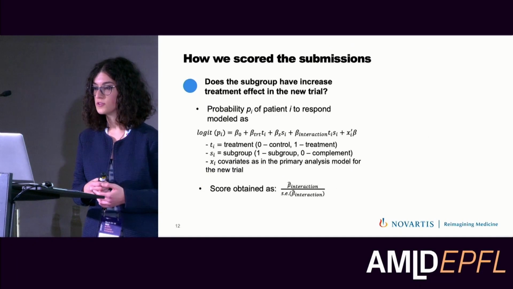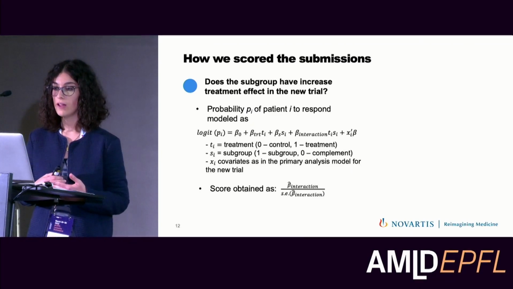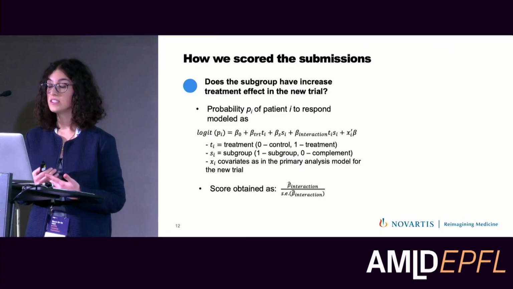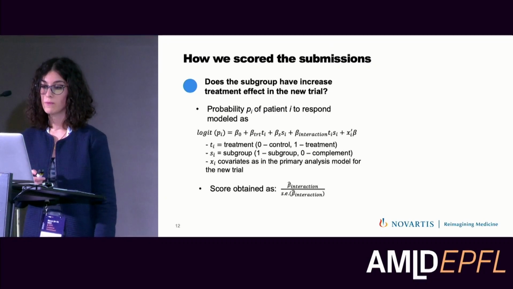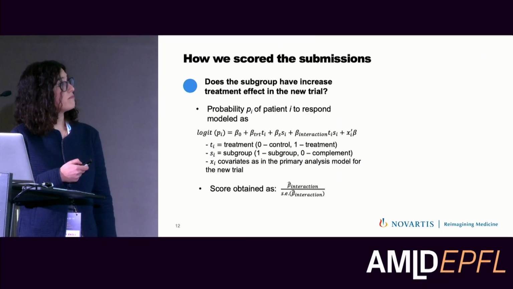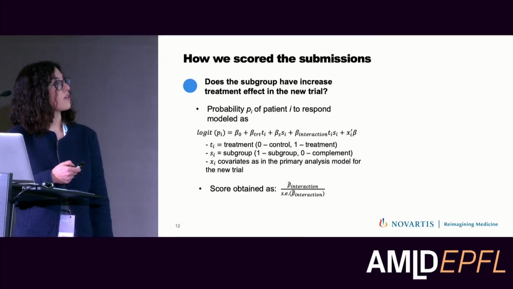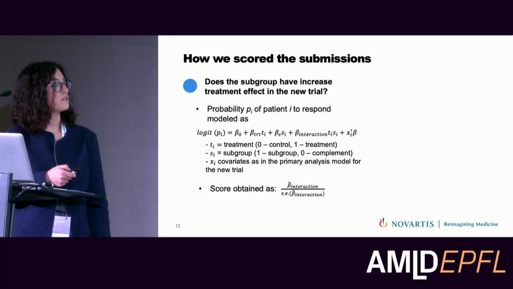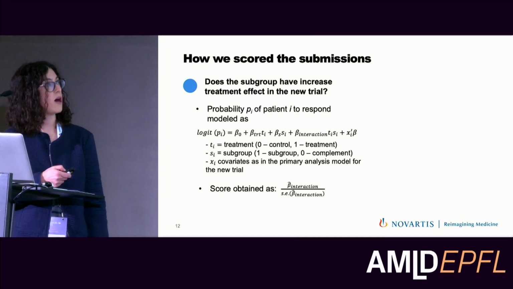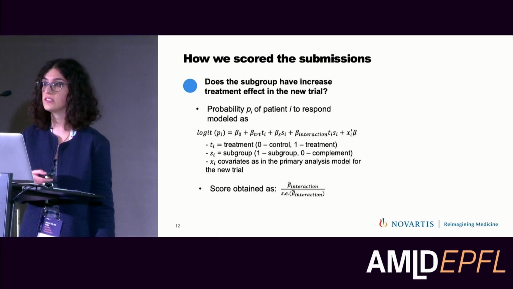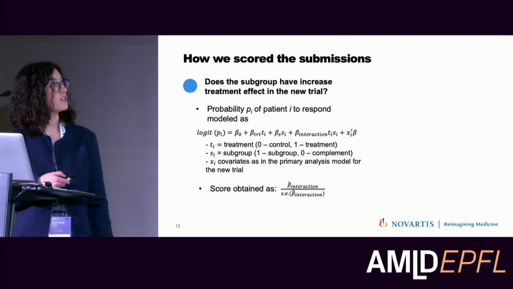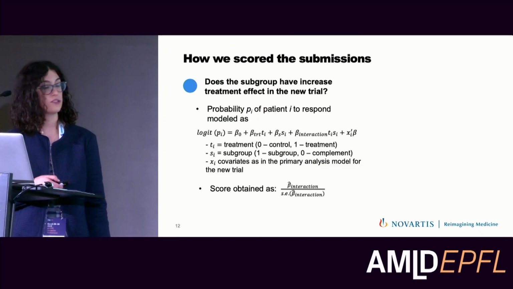We evaluated the submissions based on 2 criteria. The first criterion evaluates if the subgroup proposed by the team has indeed an increased treatment effect in the new trial. To evaluate this, we modeled the probability of a patient to respond as a logistic regression with a term that depends on the treatment allocation, a term that depends on the subgroup belonging, and a term that depends on their interaction, the interaction of the treatment and the subgroup belonging. So if the coefficient for this interaction term, beta interaction, is positive, this means that the subgroup has an increased treatment effect in the new trial. And therefore, we defined our first score as a test statistic for this interaction coefficient.